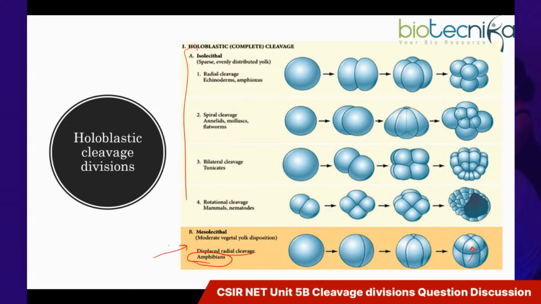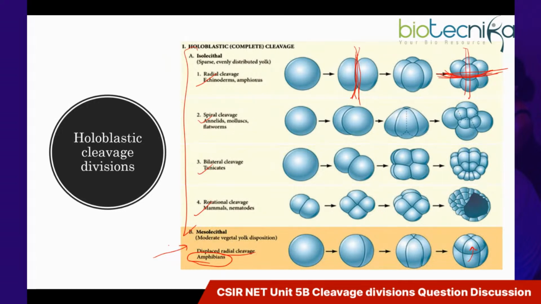And in isolecithal, yes, you have to remember all these representative examples. So radial cleavage is where it will cut either from the top portion like meridionally, or it will cut equatorially. So only two cleavage planes are there. Either from top to bottom, or in the center, equatorially, which is perpendicular to the animal-vegetal axis.